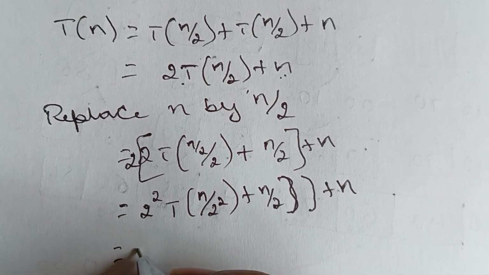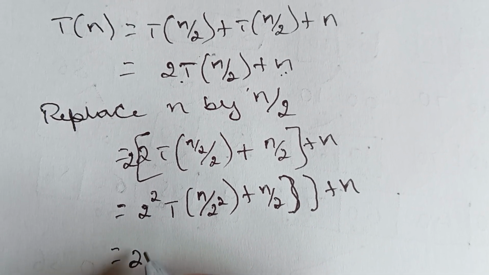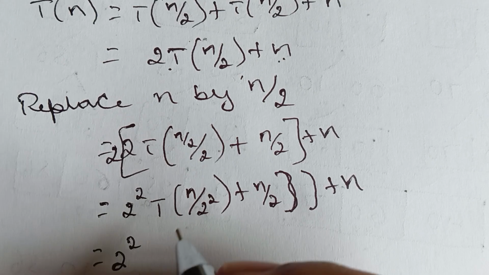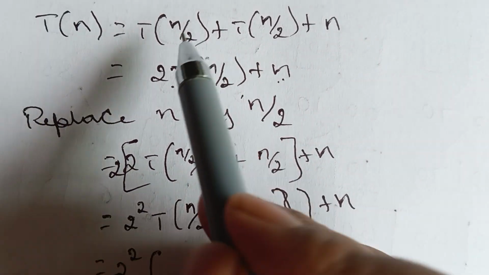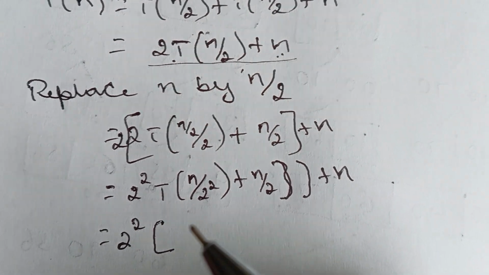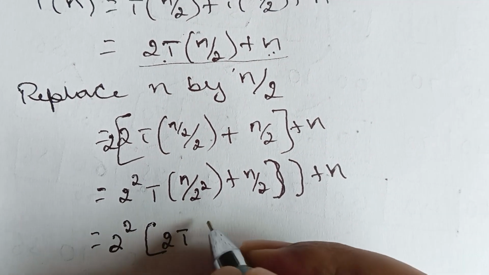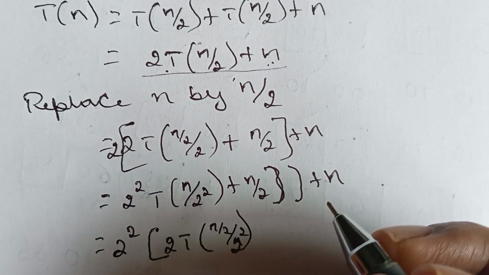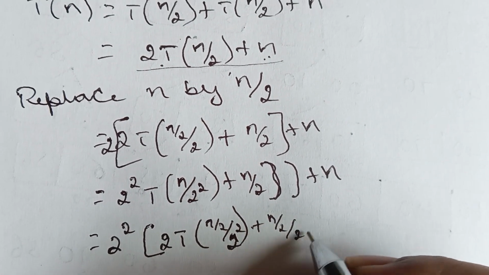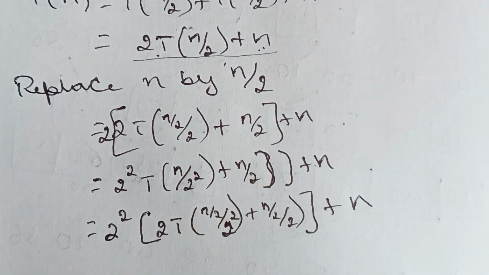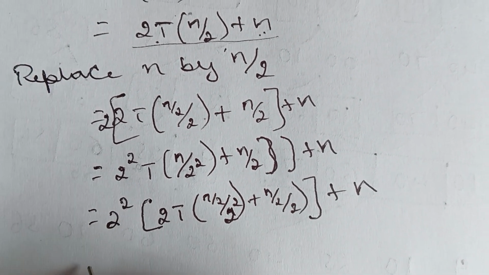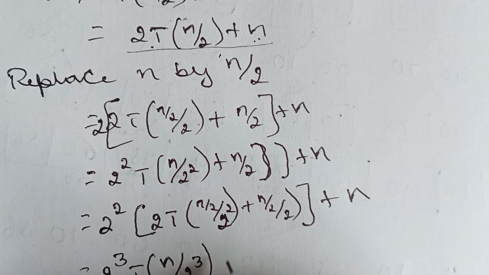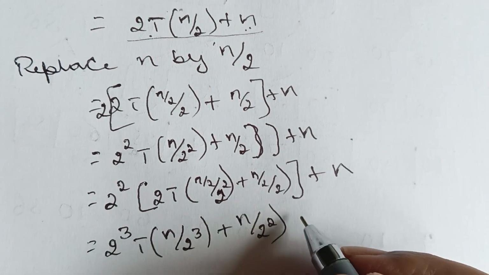Again, next step, 2 square is the constant here, so I'll just keep 2 square outside, and then when I get this function I have to replace this with the entire thing. Yes, 2 square T of, here it is n by 4. So n by 2 divided by 4, that is 2 square, plus n by 2 divided by 2, plus this n. Yes, so this one I can just write as 2 cube T of n divided by 2 cube plus n divided by 2 square.